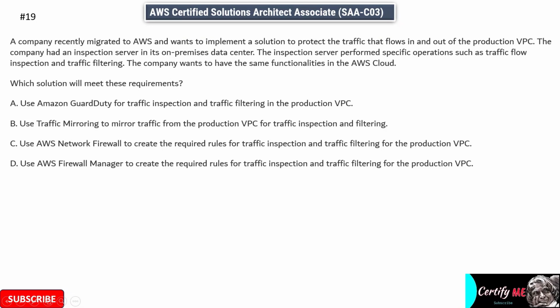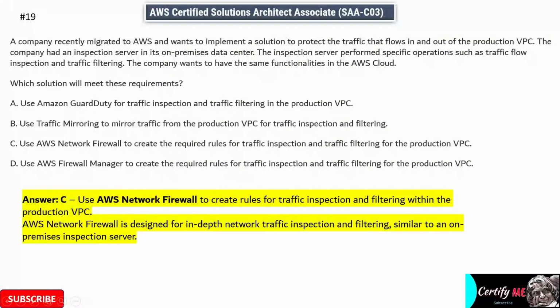The correct answer is option C. Use AWS Network Firewall to create rules for traffic inspection and filtering within the production VPC. AWS Network Firewall is designed for in-depth network traffic inspection and filtering, similar to an on-premises inspection server.